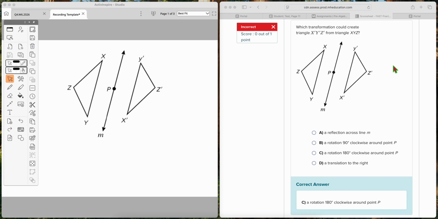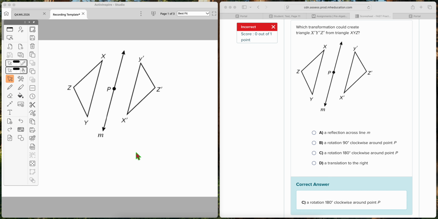Could create triangle X'Y'Z' from triangle XYZ. So we're trying to make this left triangle become the right triangle. Really important to notice that the points, X is becoming Y' and Y is becoming X', because I think a lot of people might think that you could just reflect this triangle over the line to get that, but that would keep X on top and Y on the bottom, so something else happened here.